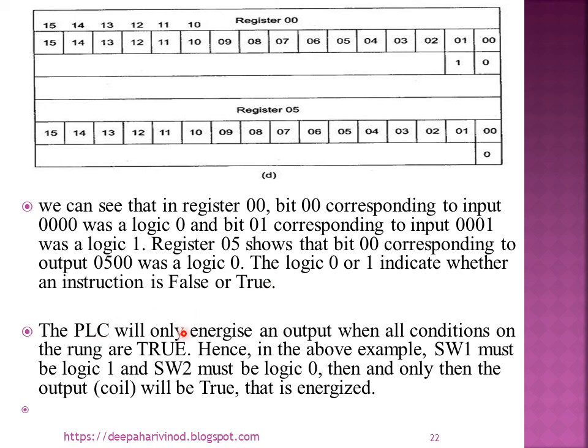The PLC will only energize an output when all conditions on the rung are true. Hence, in the above example, SW1 must be logic 1 and SW2 must be logic 0. Then only the output will be true, that is energized.